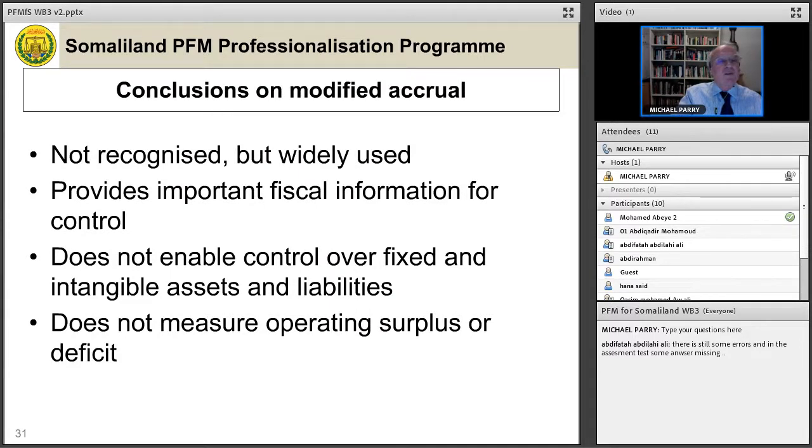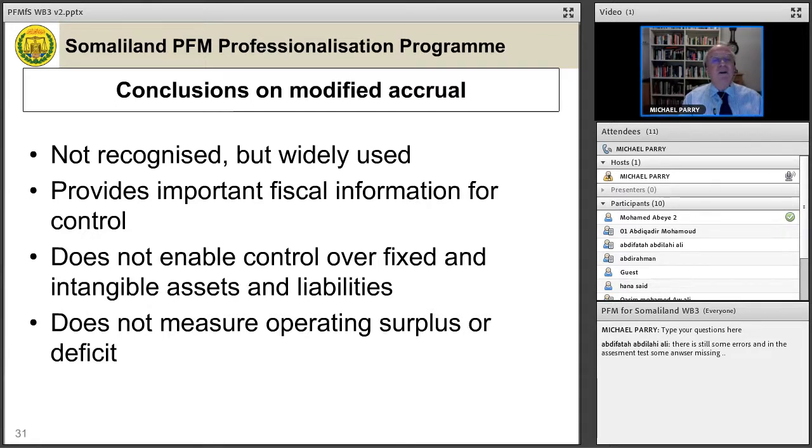The modified accrual basis isn't recognized, but it's widely used. It actually provides most of the information you require for fiscal control. You really don't get enough from just cash or modified cash accounting, because you don't know the amount of loans, you don't know the outstanding bills. But with modified accrual, you do have that information.